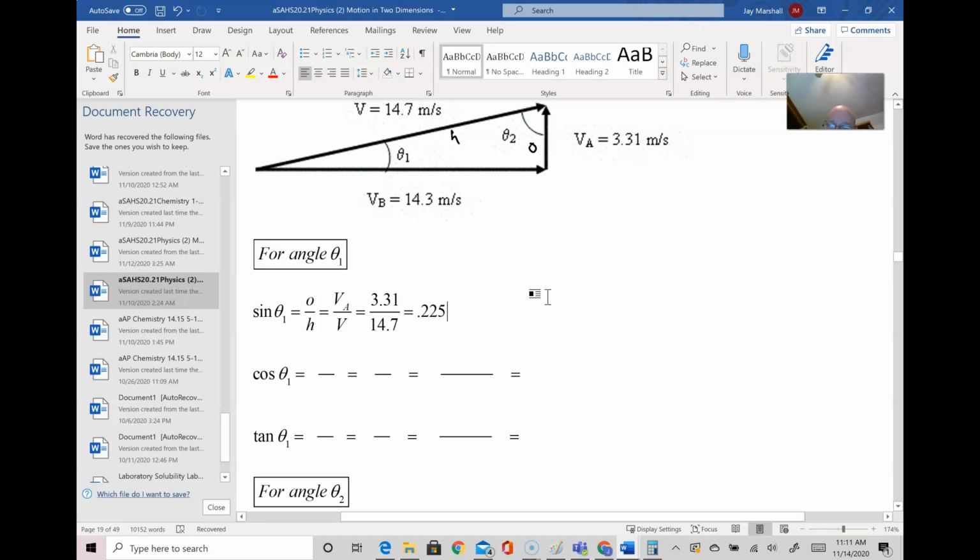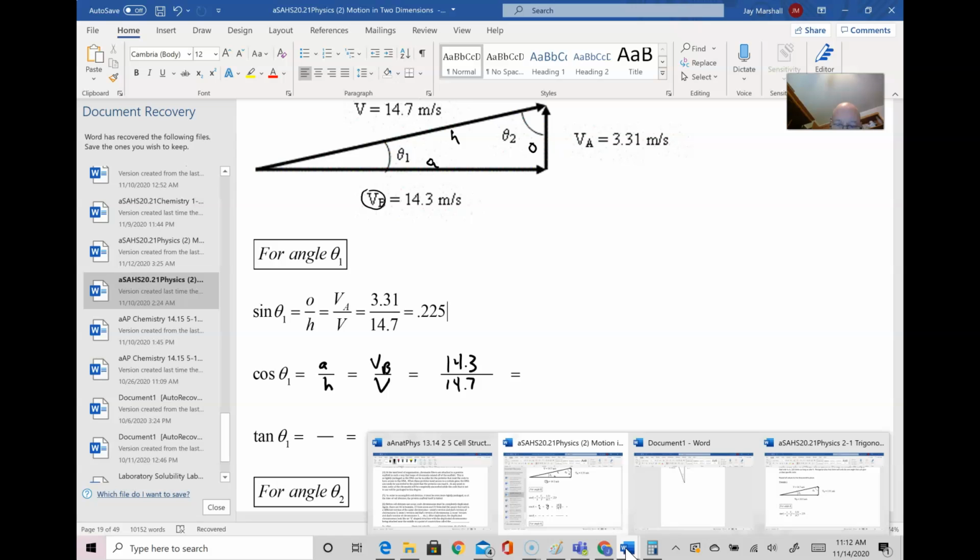Okay, so cosine is adjacent side over hypotenuse, and in this case the adjacent side has been labeled VB, and the hypotenuse is V. So all I need to do to find that value is plug those values in, 14.3 and 14.7. And again, I don't need to put units because this is just a ratio here.